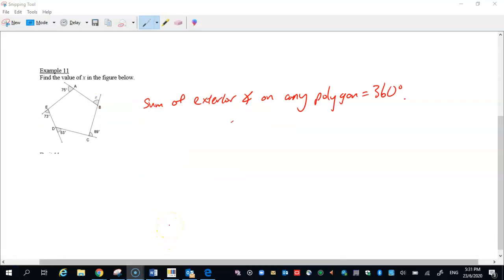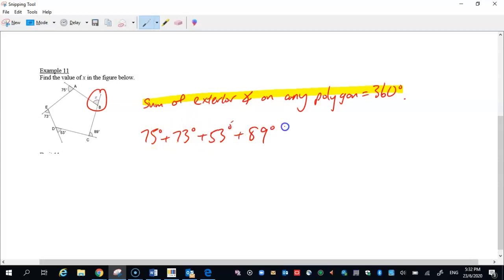Now for example 11, we are looking at this angle x here, which is an exterior angle. We also know that the sum of exterior angles of any n-sided polygon is 360 degrees. It is the same for all polygons. So as a result, in order to find x, we just need to sum up the angles: 75 degrees plus 73 degrees plus 53 degrees plus 89 degrees plus x degrees equals 360 degrees.